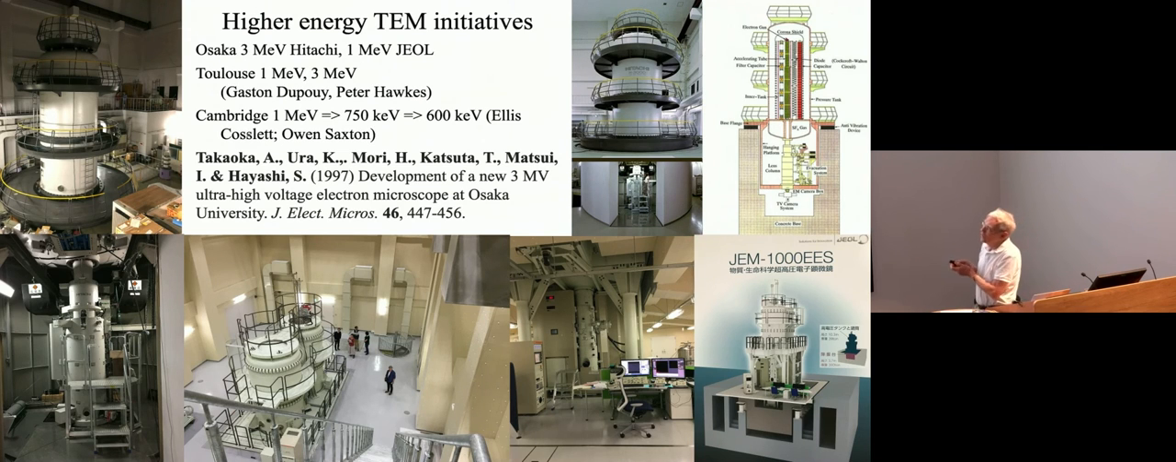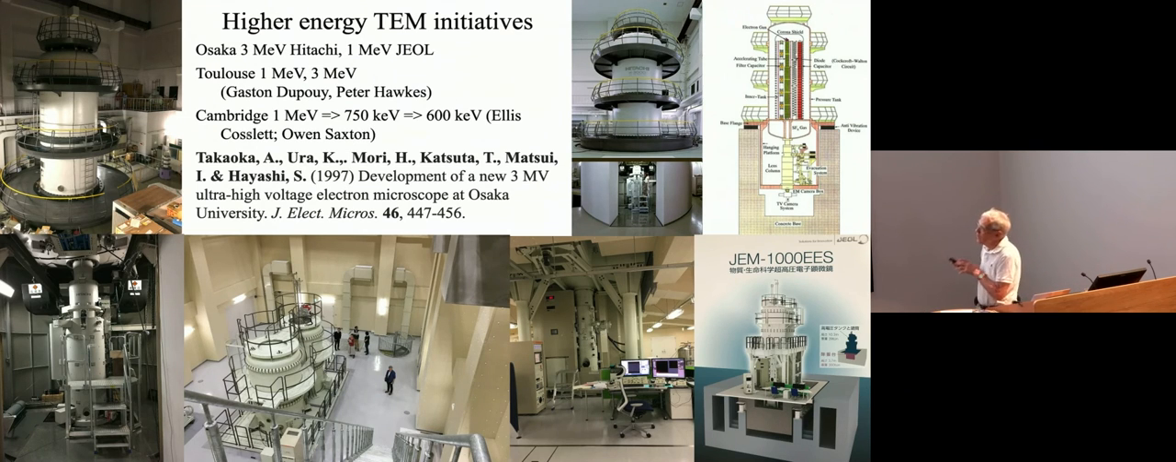So there were initiatives here in Cambridge with Cosslett and Owen Saxton. It was originally proposed to be a 1 MeV microscope. It was built down in Free School Lane. I think they still have bits of it there. They didn't ever reach 1 MeV. They reached 750, and then actually, by the time I saw it about 30, 40 years ago, it was only working at 600 kV.